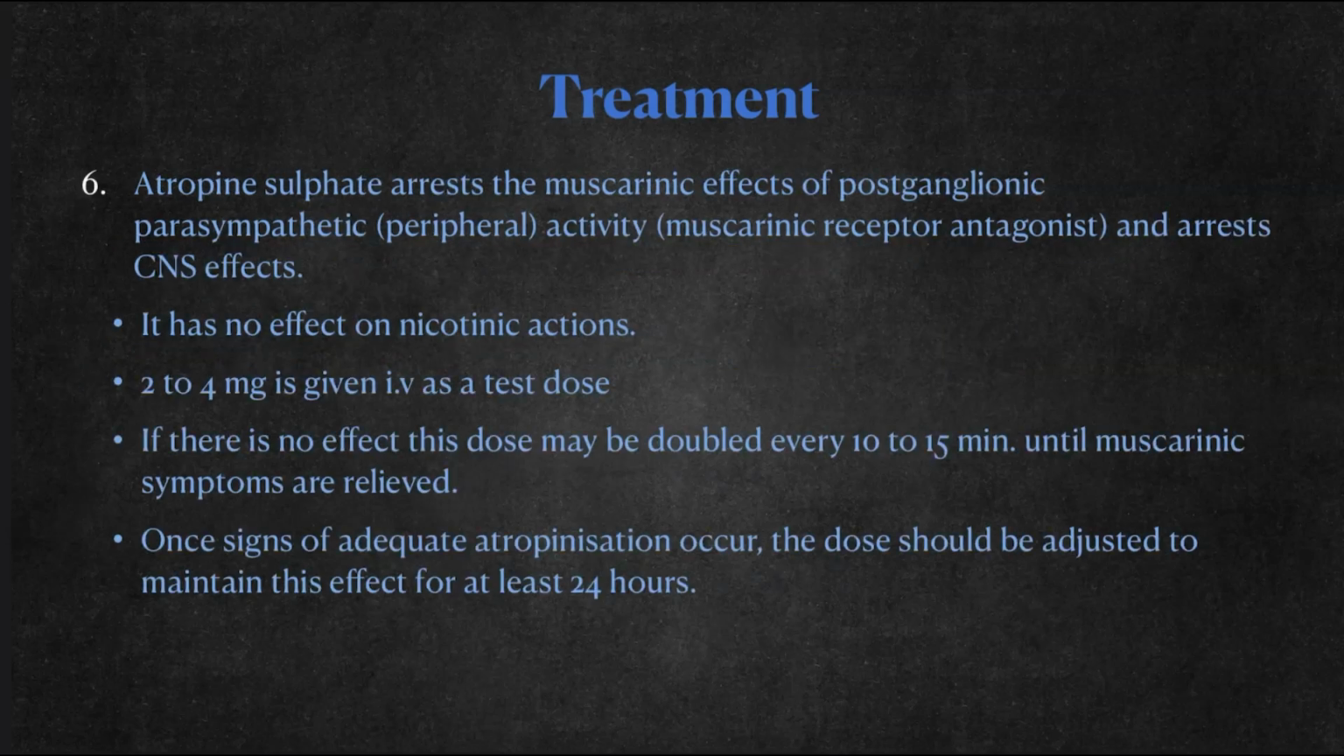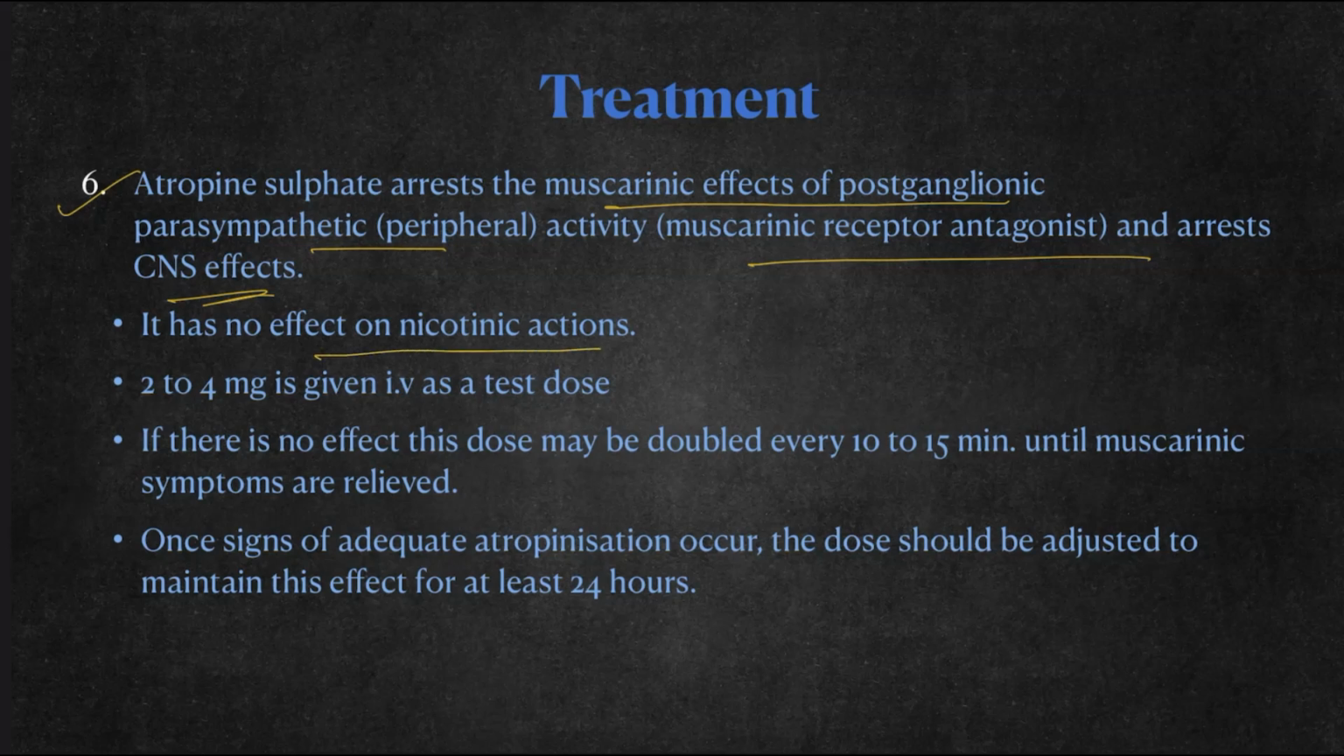After giving activated charcoal and stomach wash, once all the unabsorbed poison present in the stomach is removed, specific treatment with atropine is started. Atropine is the first line of management. Atropine arrests the muscarinic effects of the postganglionic parasympathetic system, the muscarinic receptors, and arrests the CNS effects.